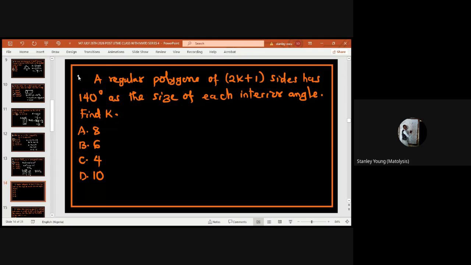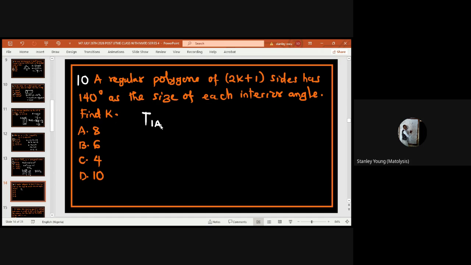Question 10. According to question 10, it says a regular polygon of 2k plus 1 sides has 140 degrees as the size of each interior angle. Each interior angle of a polygon. Now, the total interior angle of a polygon.